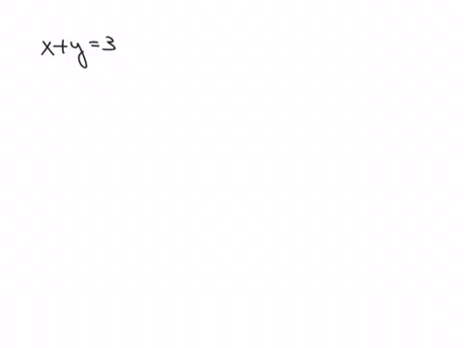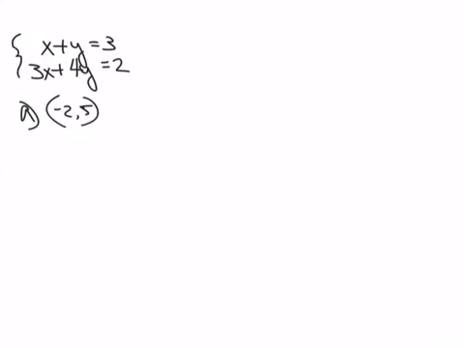x plus y equals 3. 3x plus 4y equals 2. Determine whether each ordered pair is a solution to the following system. And what they do is they give you an ordered pair. They say, okay, ordered pair A, -2, 5. And what they're asking for is, is that a solution to this system.